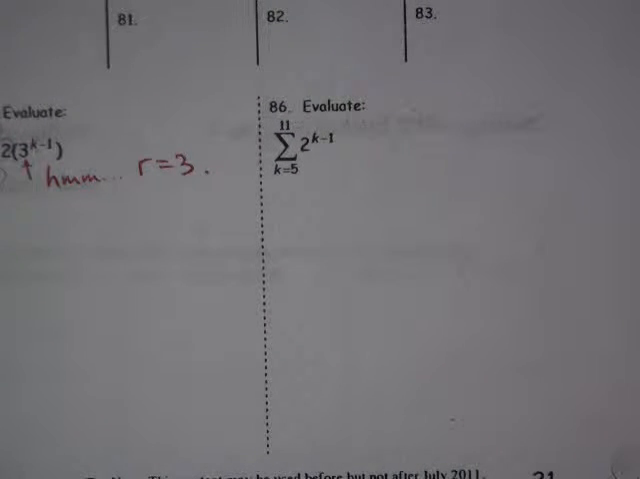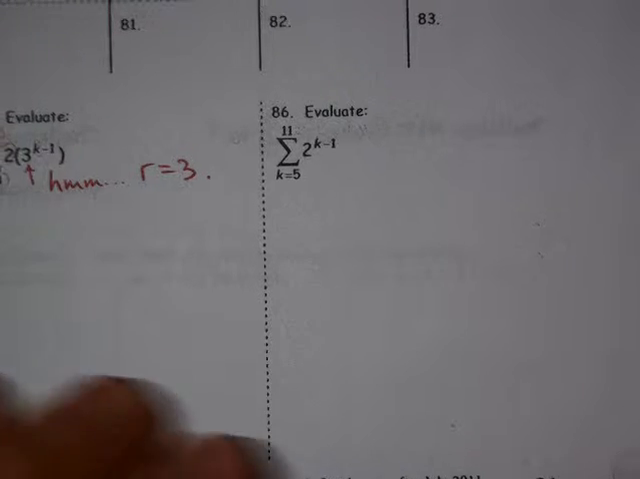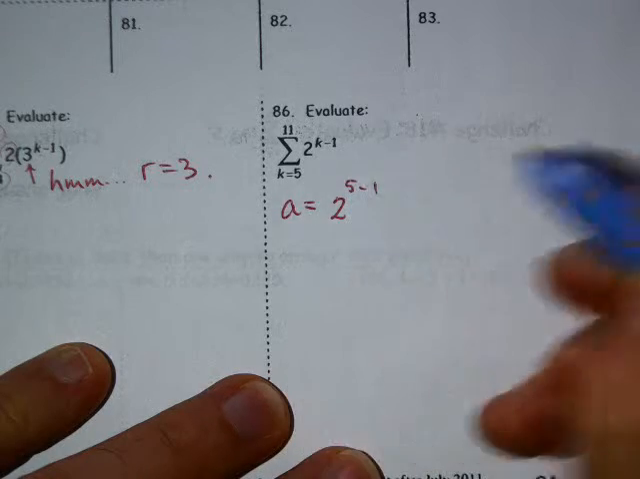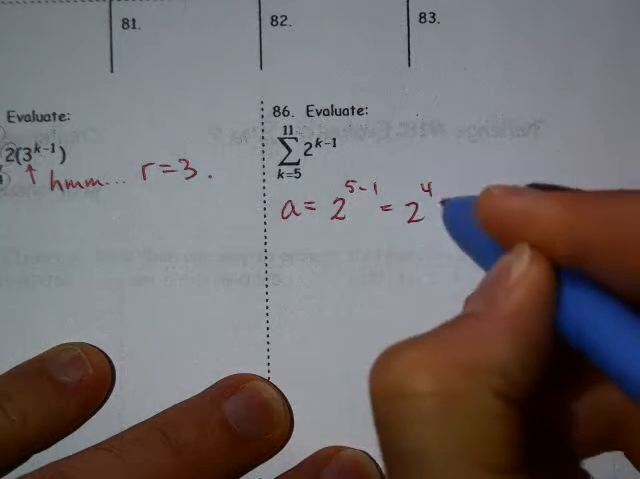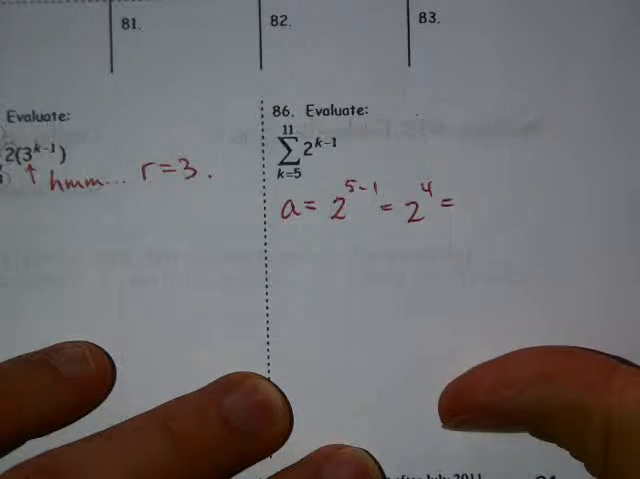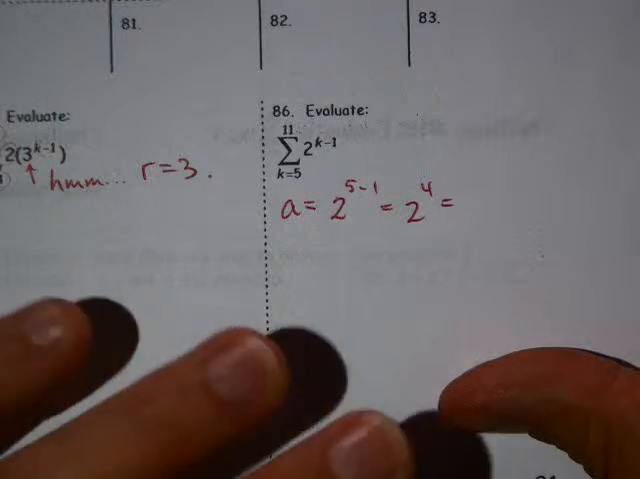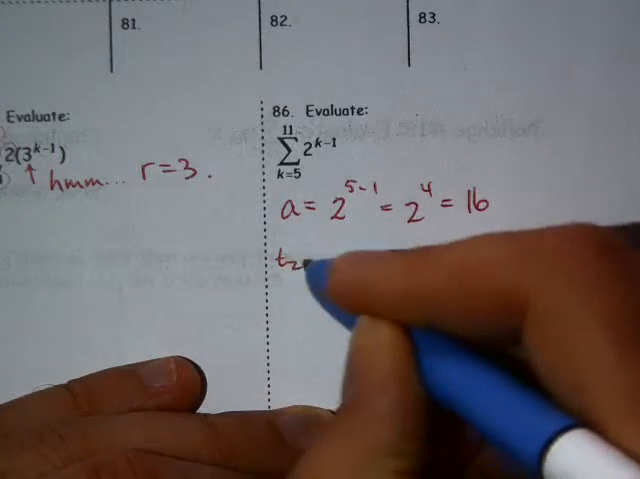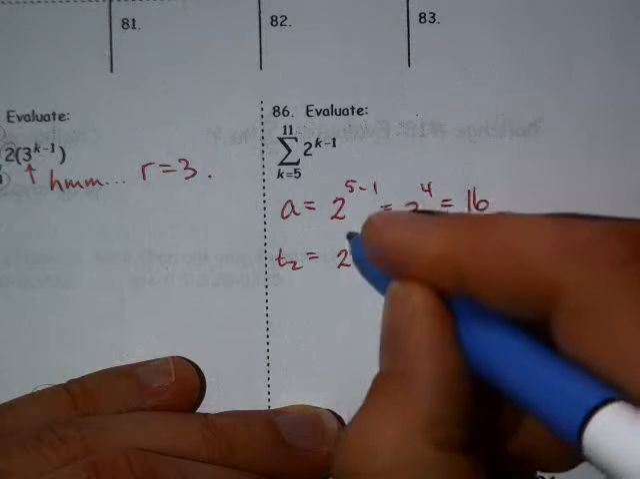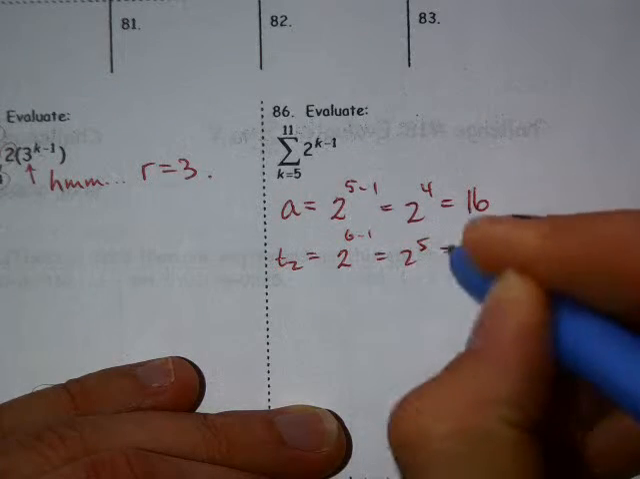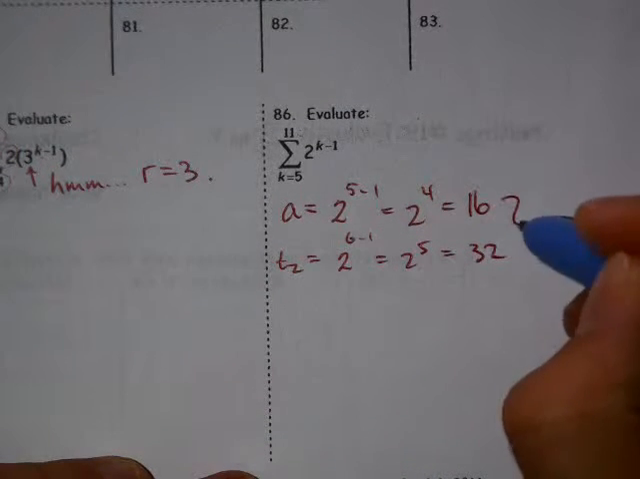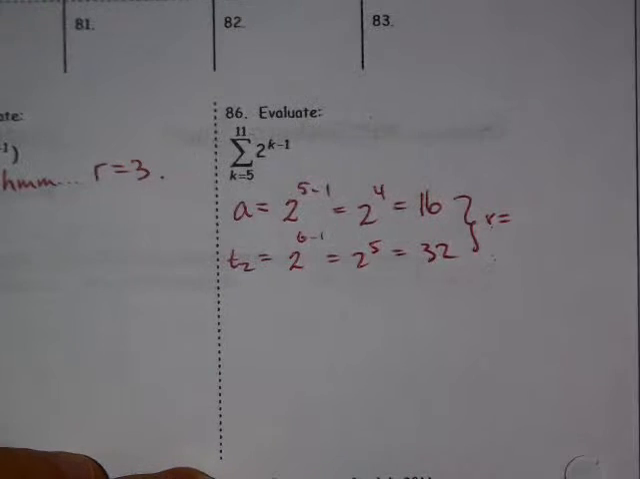Weird, this next one. Isn't it kind of missing something? Well, let's go find out what A is. Let's just put it in. 2 to the power of 5, take away 1, which is 2 to the power of 4. 2, 4, 8, 16. Let's find out T2. So it's 2 to the 6 take away 1, which is 2 to the 5, which is 32. Okay. So what's our R here? R is 2.